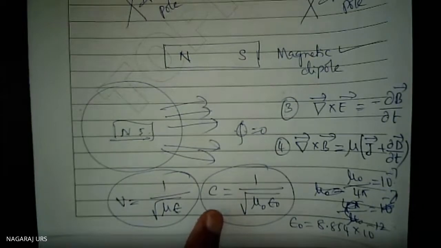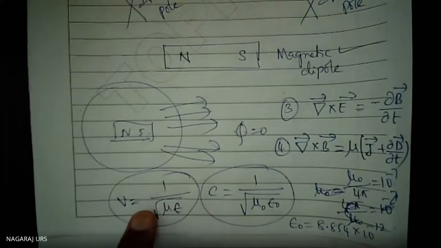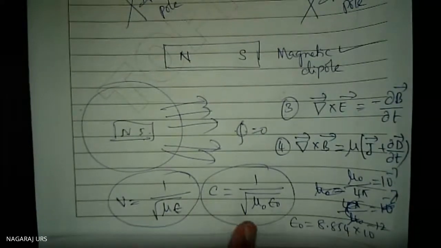The velocity of light in air medium, and the velocity of light in any other dielectric medium, such as glass or water. This is in a dielectric medium, and this is in air medium. This is Maxwell's derivation, called Maxwell's derivation.